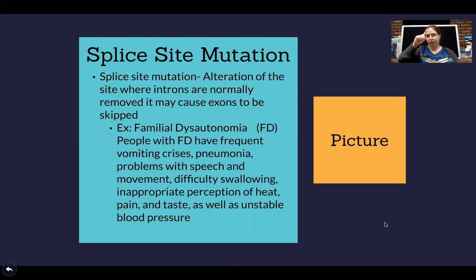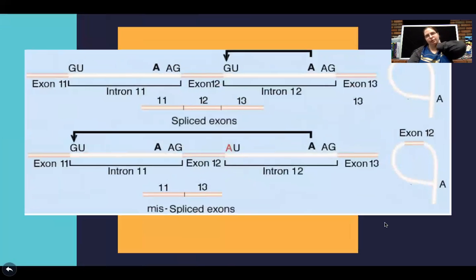How are you interpreting the sensation of heat? How are you interpreting the sensation of pain? How are you interpreting the sensation of taste? So there's a lot of different things with that. All right, so here we have exon 11, 12, and 13. Now, typically what happens is these introns get cut out and we have 11, 12, 13. So they get put together, we have a correctly made protein.